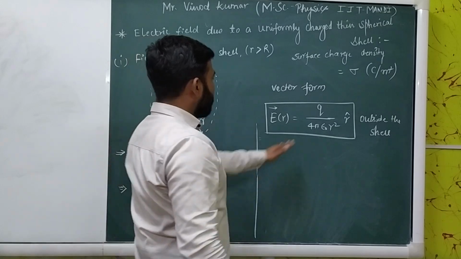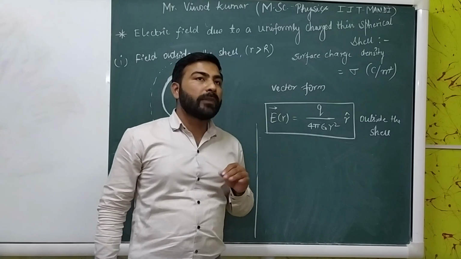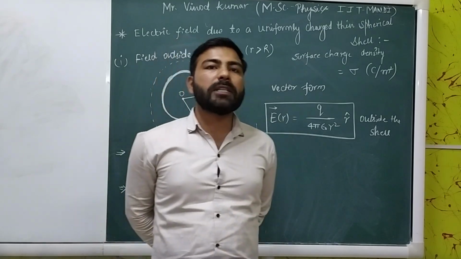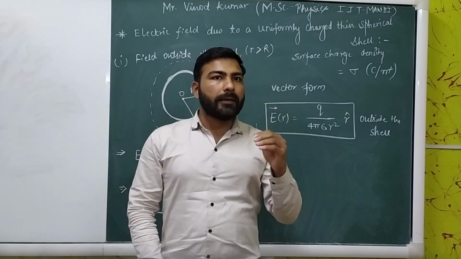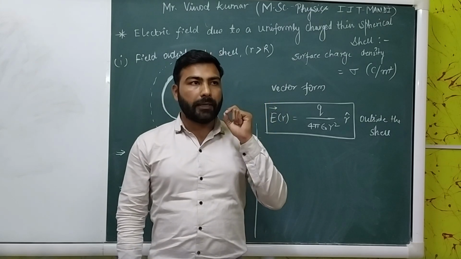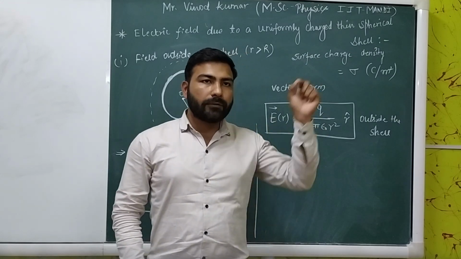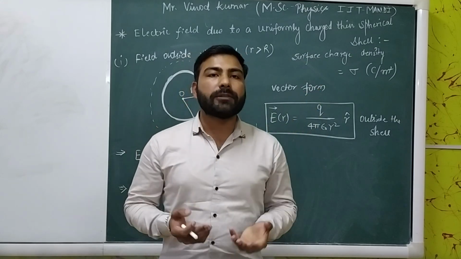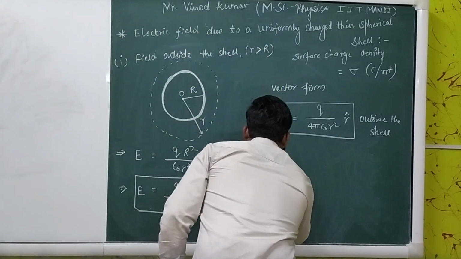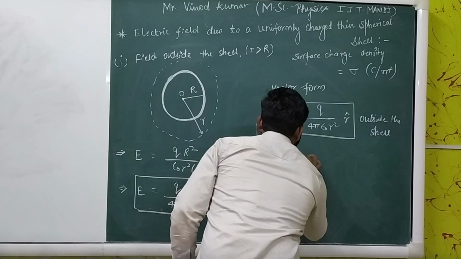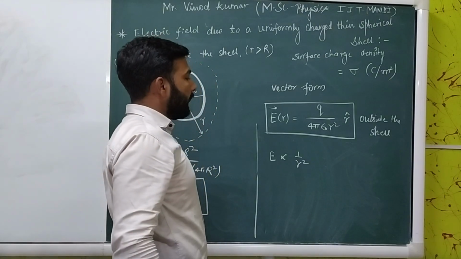As you can see, it is the same field which we get due to a point charge. So we can conclude that the electric field due to a spherical cell is such that the charge looks as if it is accumulated at its center point. We can compare both cases, the electric field due to a point charge and due to a spherical cell. The electric field outside the cell is proportional to 1 by r square.